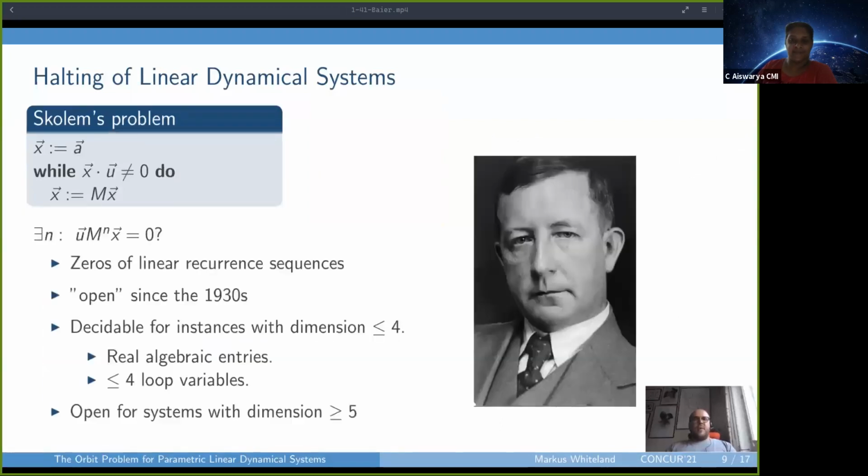Now, the Skolem problem is usually stated as a problem on zeros of linear recurrence sequences. This has been studied since the 1930s. Here is a picture of Thoralf Skolem, who studied the zeros of linear recurrence sequences in the 1930s. The problem is known to be decidable for instances with dimension at most 4, when we assume that the entities involved are real algebraic numbers. Here the dimension refers to the number of loop variables in the context of while loops. It is open for systems with dimension at least 5.